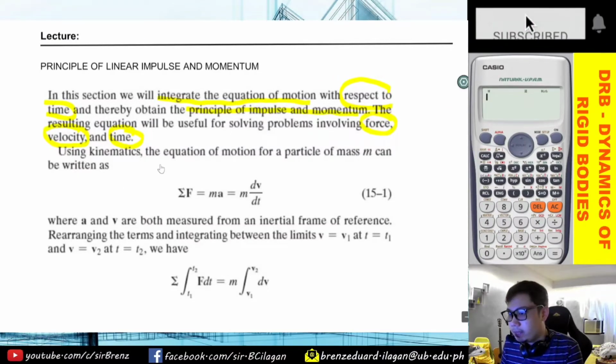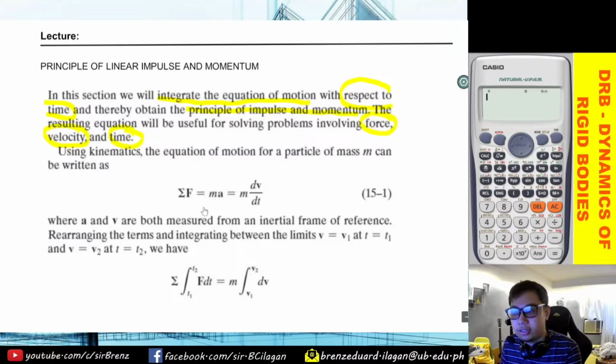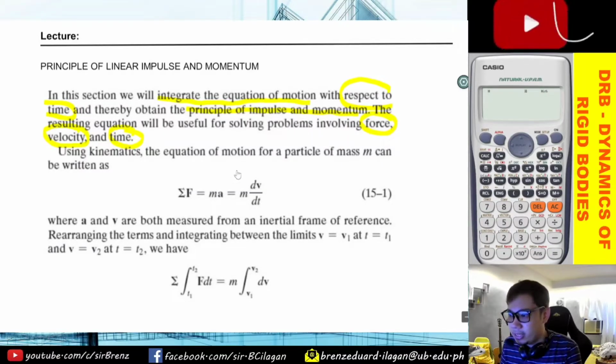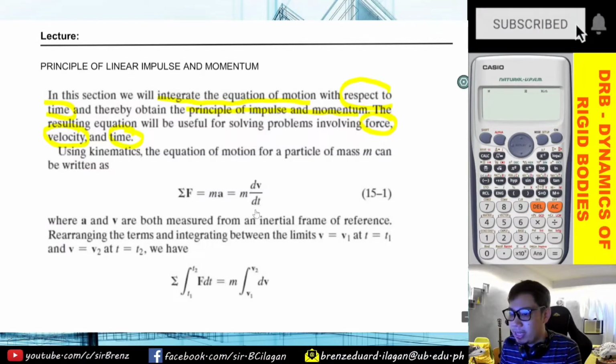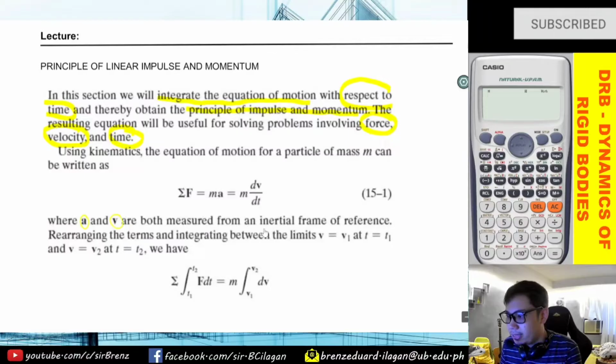So using kinematics, the equation of motion for a particle of mass m can be written as, so again, alam natin na yung force is equals to mass times acceleration. And when you solve for acceleration in terms of dv over dt, ganito yung magiging formula natin. Okay, so where a, the acceleration, and the velocity are both measured from an inertial frame of reference.